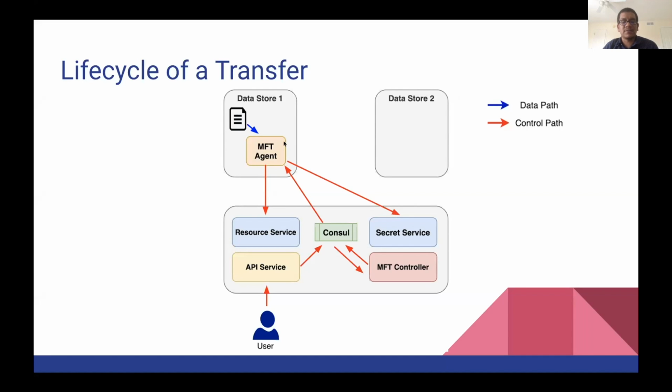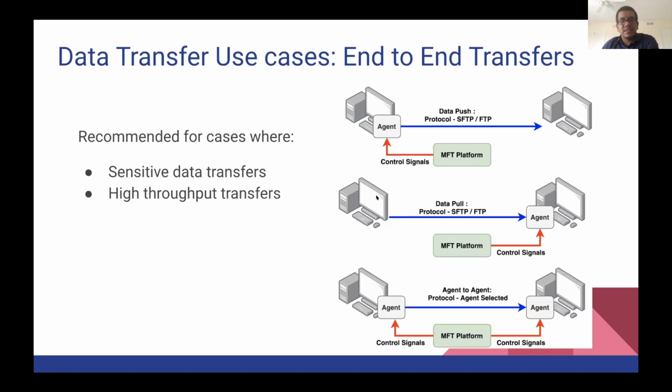So once it has received all the information, then it starts to get the data from the local file system and push it to the data store using the credentials it got from the secret service. So this is a very simple diagram which shows the previous use case. We call it end-to-end transfer.